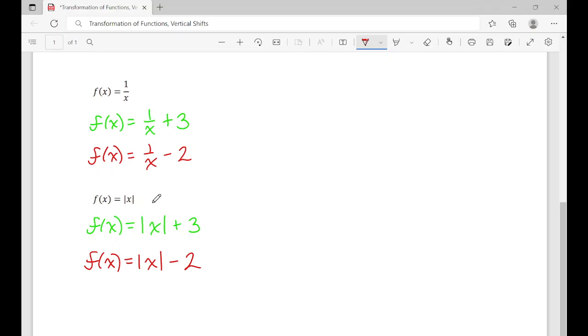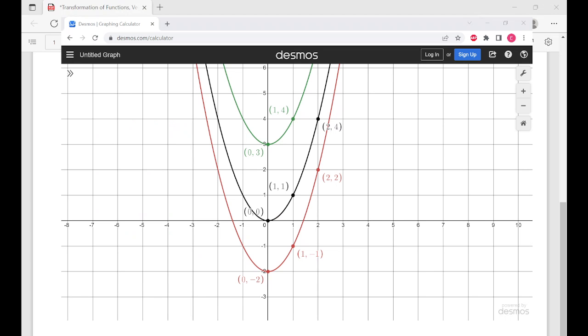Now that's what it looks like when we just create our new functions. But what does it look like graphed? Well, this is what it looks like when it's graphed. We have in black our original square function, x squared, centered at 0, 0, 1, 1, 2, 4, and I have others over here, but I just did the positive side.